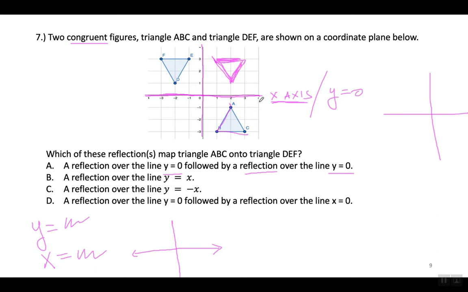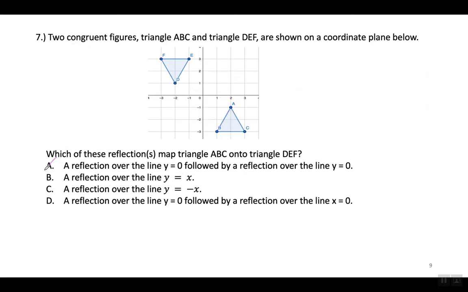We wasted our time. Alright, so letter A is wrong. If I reflect it again over that same line, I'm back where I started. So it's not that one. I'm trying to figure out which one of these transformations will put this triangle on top of that triangle.